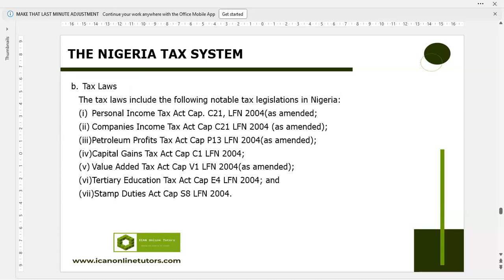Okay, so then we have the tax laws: personal income tax, company income tax, petroleum profit tax, capital gains tax, value added tax, special education tax, and stamp duty. These are the tax laws we currently have in Nigeria.